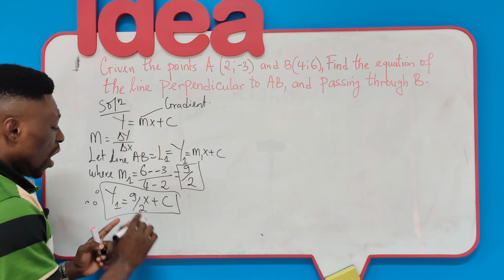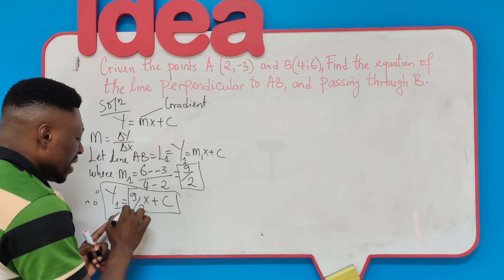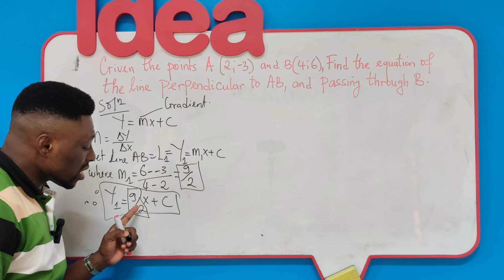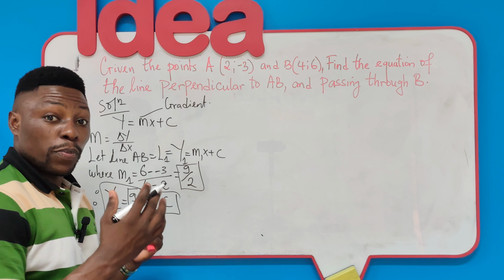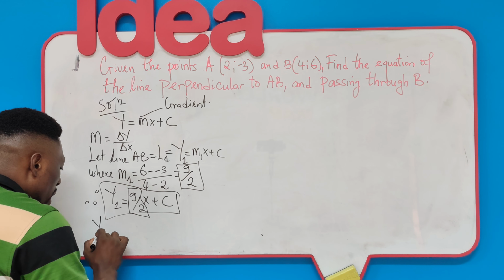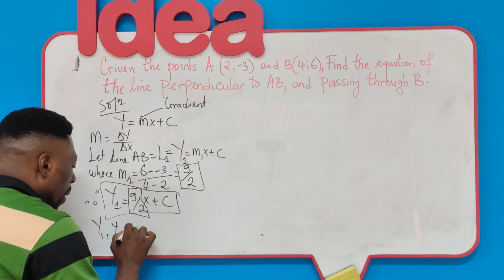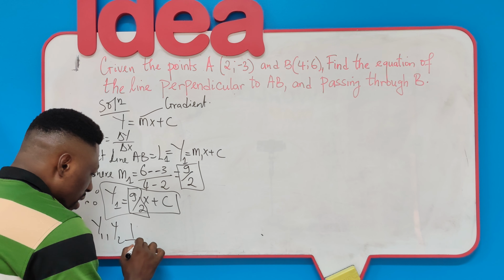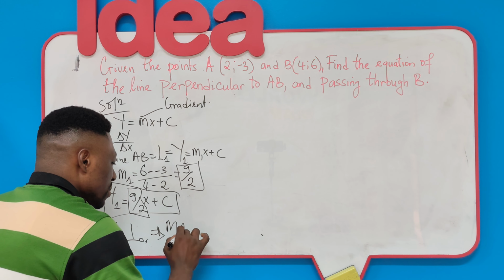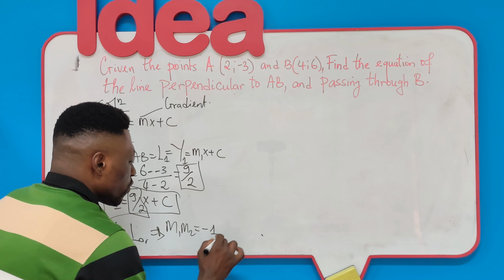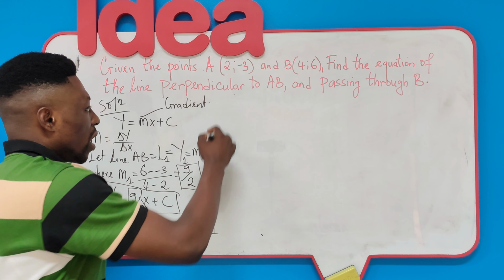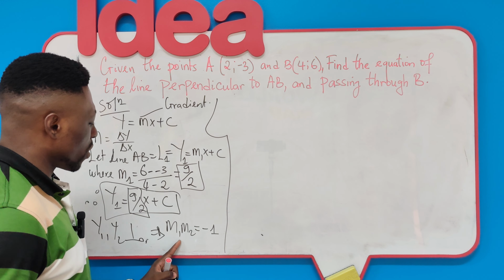Why? Because all we needed from this first line is its gradient. What do we need it for, dear friends? We need this gradient to apply in a special property that says that if two lines, y1 and y2, are perpendicular, this implies that m1 times m2 should be equal to -1. It means the product of their gradients should give us -1. Okay, this is the special property which we are going to apply.